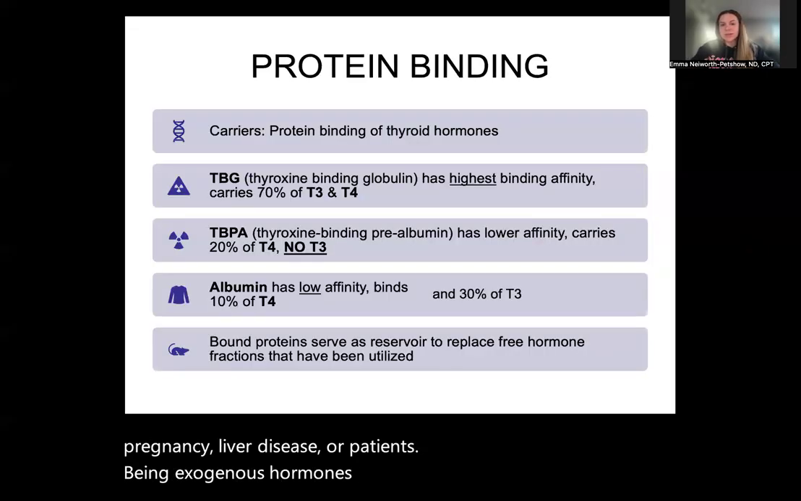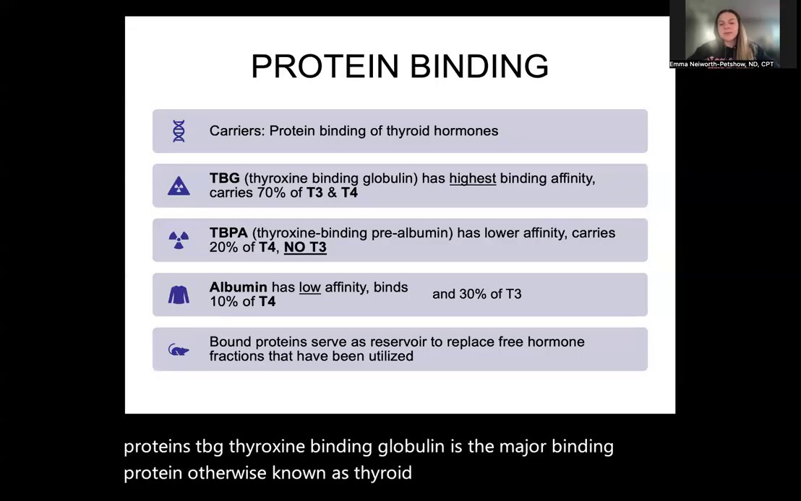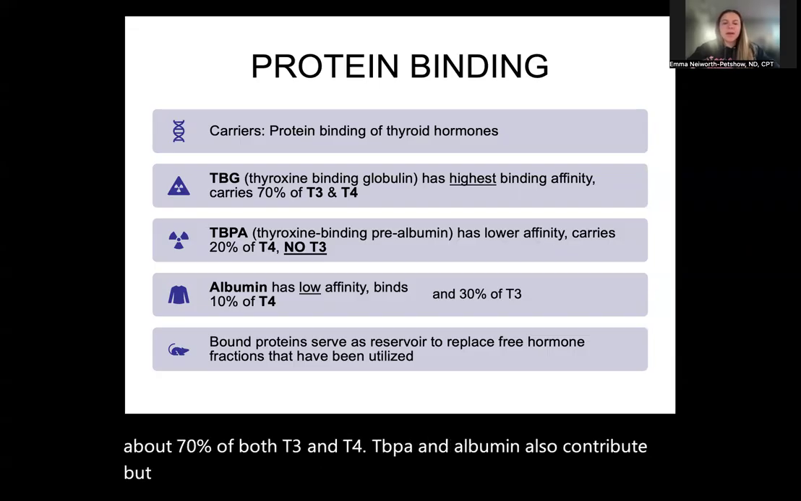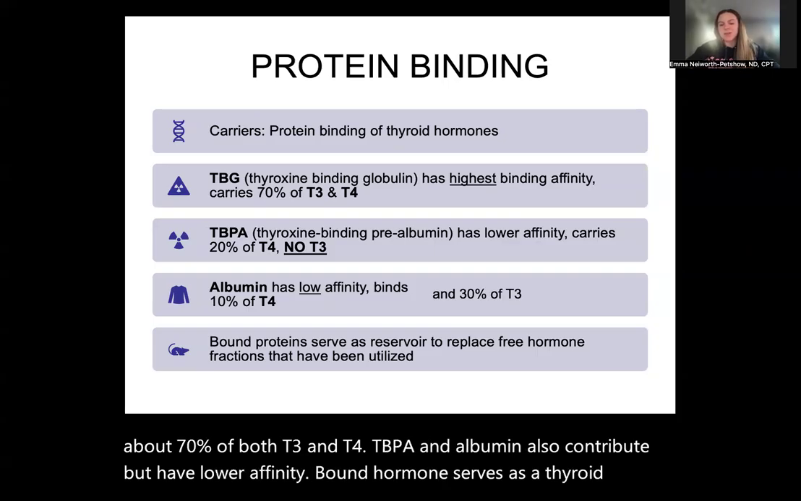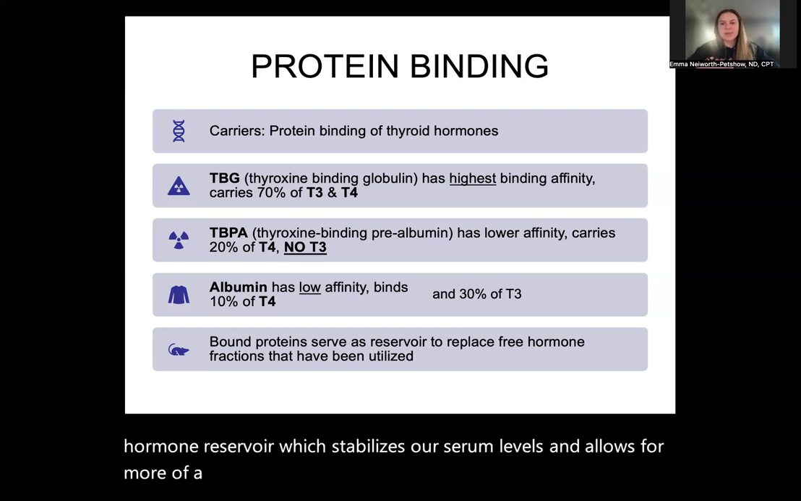that alter binding proteins. TBG, thyroxine binding globulin, is the major binding protein, otherwise known as thyroid binding globulin. This carries about 70% of both T3 and T4. TBPA and albumin also contribute but have lower affinity. Bound hormone serves as a thyroid hormone reservoir, which stabilizes our serum levels and allows for more of a gradual release of free hormone instead of a massive dump into the system.